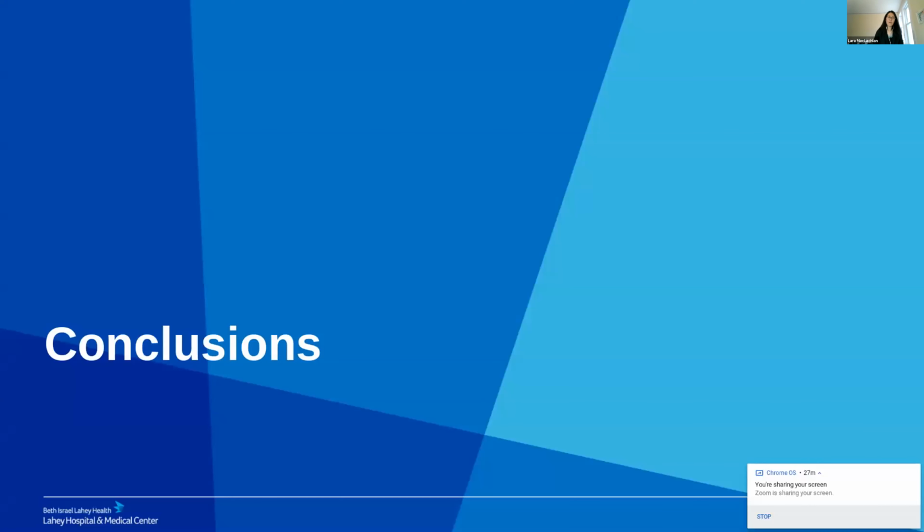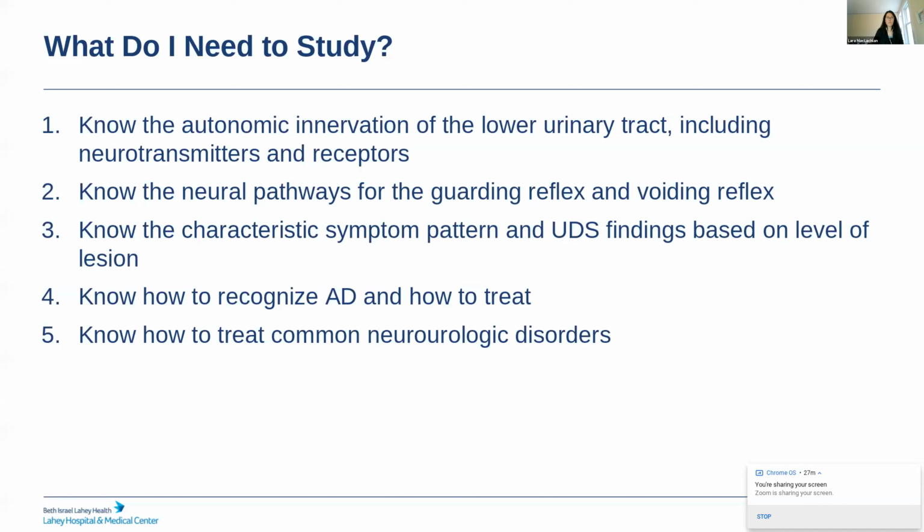So wrapping all this up, you can conclude different things, but what the residents really want to know in conclusion is, what do I really need to study? What do I need to learn? So I've outlined 5 things that I think it's really important for you guys to study and be sure that you are well-versed in going into your exams.